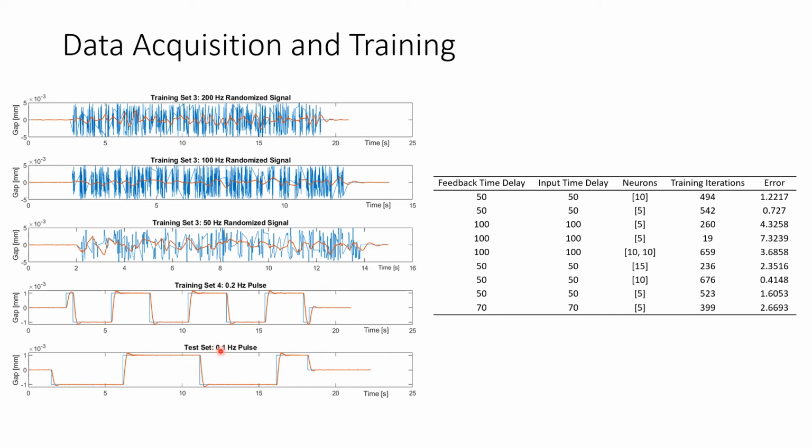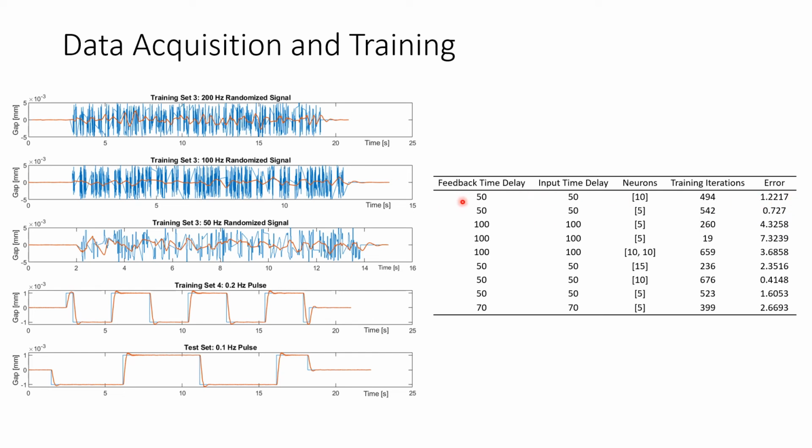We gave a 0.1 Hertz pulse periodically, and we tested completely with this data. The sample rate is 5 kilohertz, but in order to shorten the training time, we downsampled it by a factor of 10.